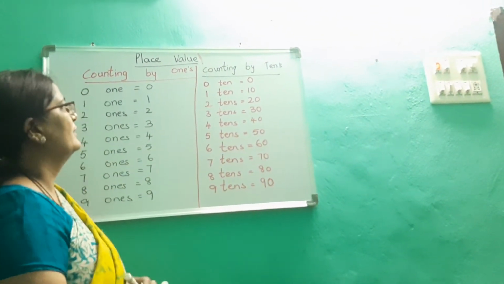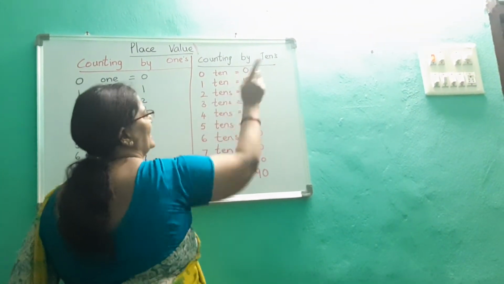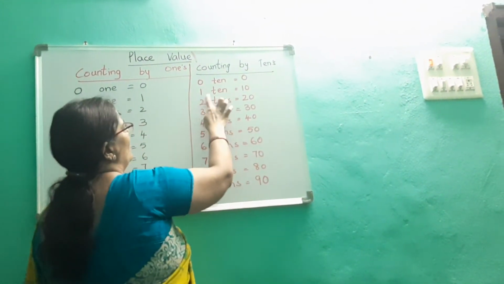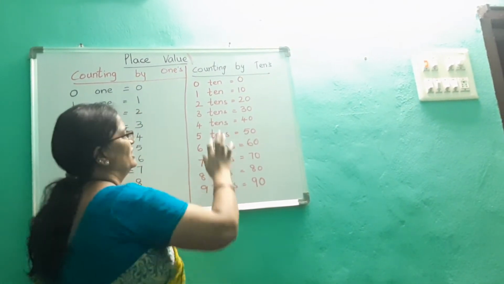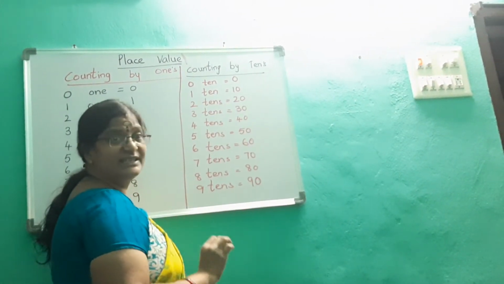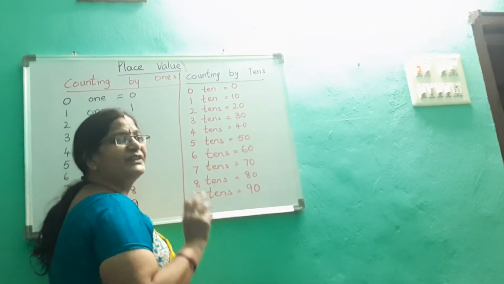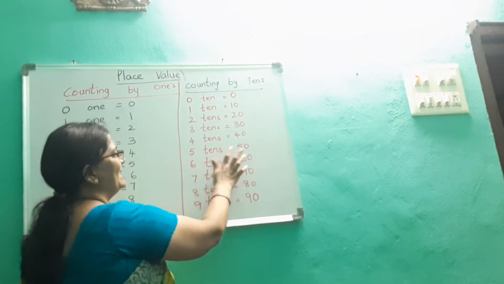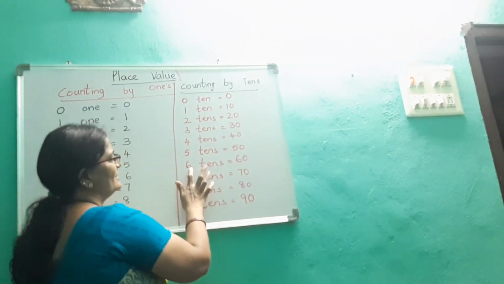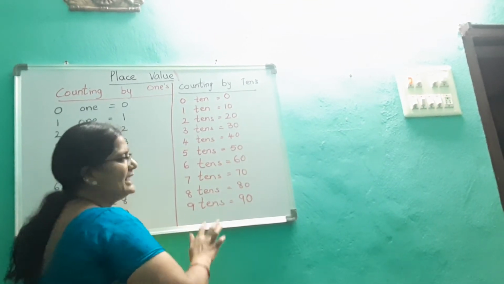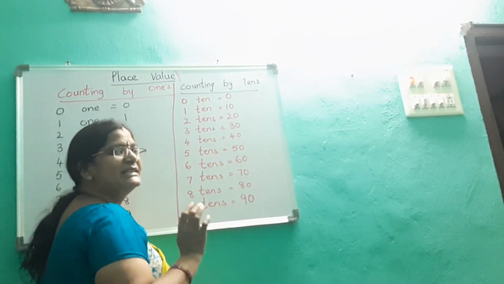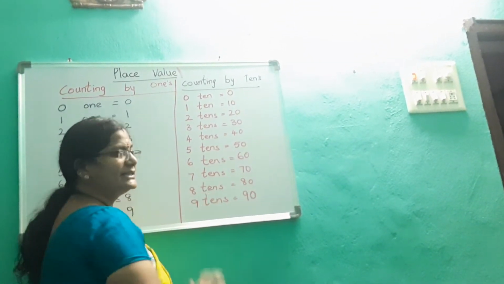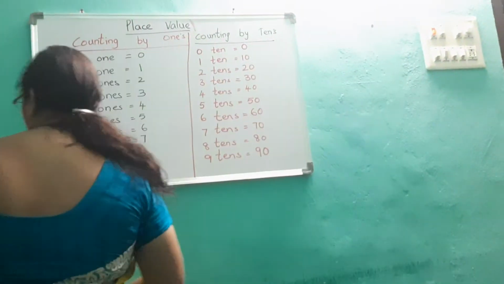Got it? Now again, counting by tens. 0 tens is equals to 0. 1 ten is equals to 10. 2 tens is equals to 20. 3 tens is equals to 30. 4 tens is equals to 40. 5 tens is equals to 50. 6 tens is equals to 60. 7 tens is equals to 70. 8 tens is equals to 80. 9 tens is equals to 90. Got it?